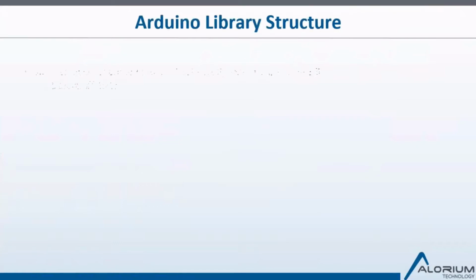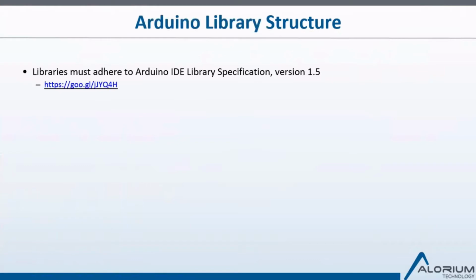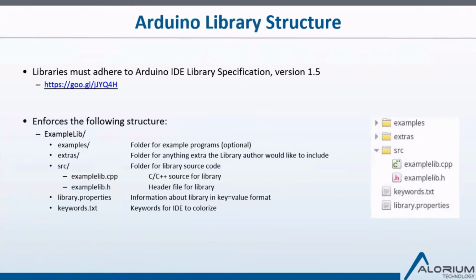To work within the Arduino IDE, we have to adhere to the library specification that they have. That leads to a file structure that's a little different than one might expect. Here we see, for an example lib, the files or directories that are required according to that specification. The examples and extras directories are optional directories. The source directory is where you would put all your C or C++ code, header files, that type of thing. And the library.properties and keywords.txt files are used by the IDE to provide information about the library and to highlight keywords in the source code viewer.